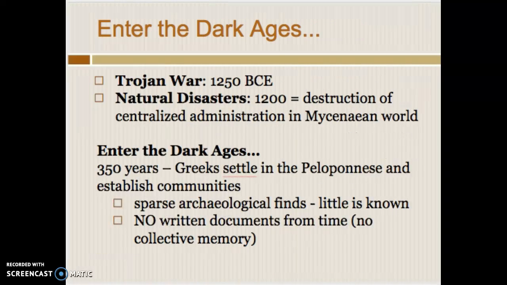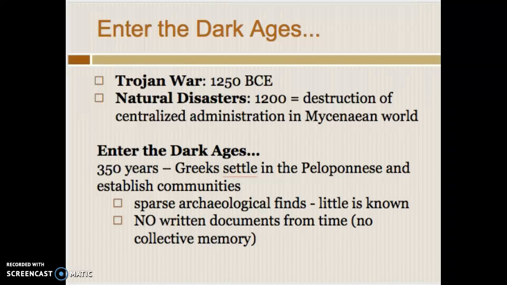Destruction of the Minoan and the Mycenaean civilizations, perhaps in connection with the Trojan War, perhaps also in connection with a bunch of natural disasters that happen around the time. You basically got any centralized administration in the Mycenaean world destroyed. And then from there on, you've got about 350 years of dark ages where very, very little is known. Virtually no written documents survive from the time, and there are very sparse archaeological records as well.